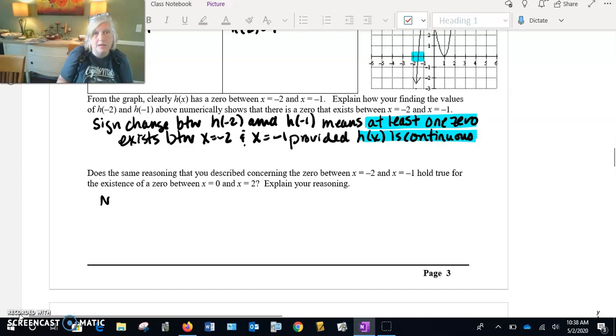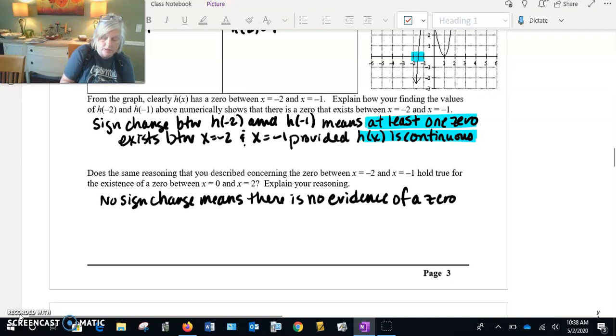And basically all that means is that there is no evidence of a 0. Notice that I am not saying that there is no 0. That's different than this. I'm not proving that there's not a 0 if there's no sign change. I'm saying that I don't have any evidence to support that there is. There may or may not be a 0. I don't have enough information, not enough info to tell.